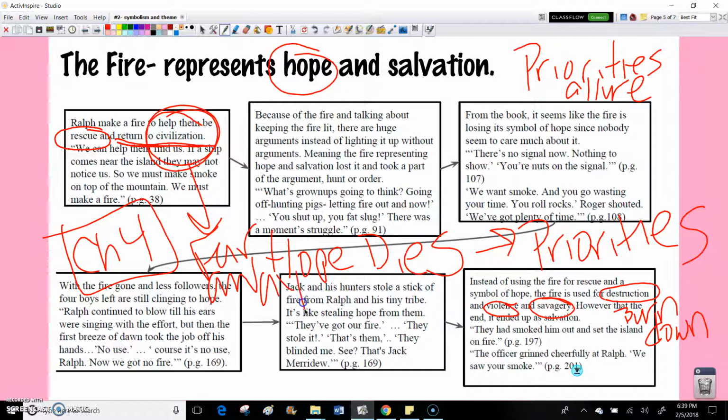So now, how does this connect to theme? What is it that I can learn about these ideas, hope and salvation, through what happens to the fire in the book? So you really also, again, have to think about why. Why do these symbols, whether it's the fire, the conch, or whatever you're writing about, why do they change? What is it that takes over and becomes more important than the symbol? Or what is it that overshadows the symbol? Or what is it that causes the symbol to change? Basically, what have I learned also about hope?